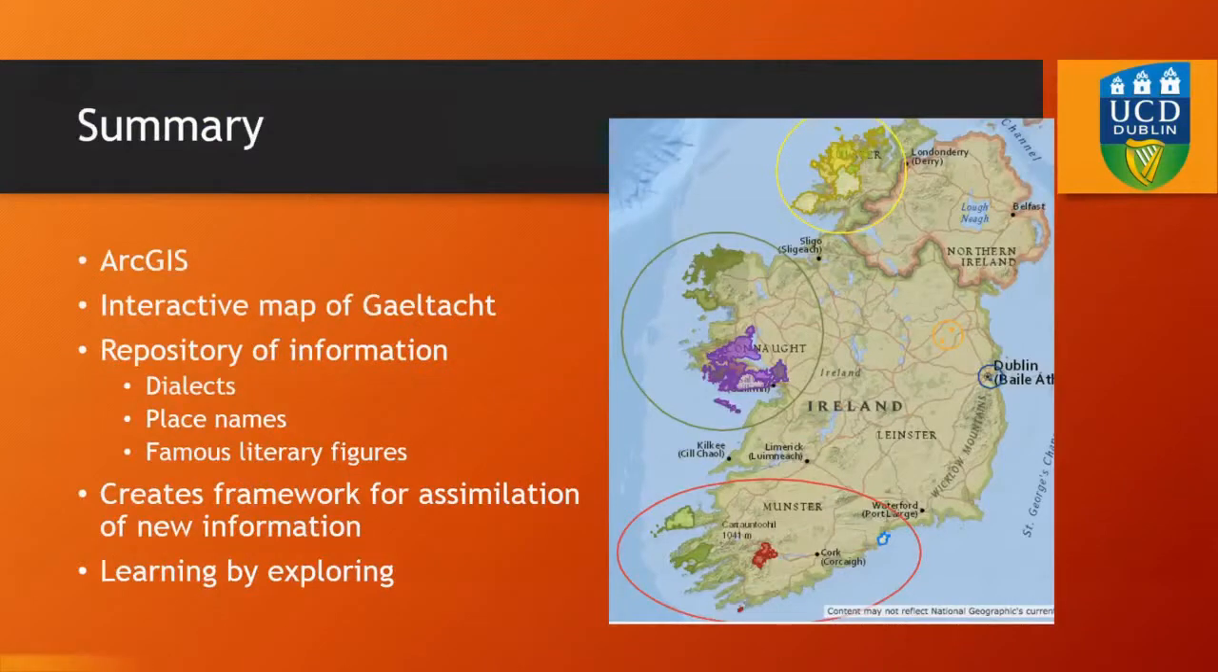So, in summation, ArcGIS was the software I used for it. It's an interactive map of the Gaeltacht. It's a repository of information that can be used to teach as well. Dialects, place names, famous literary figures. It creates a framework that the student assimilates, hopefully, and uses to categorise new information, and they learn by exploring the map. Thank you.